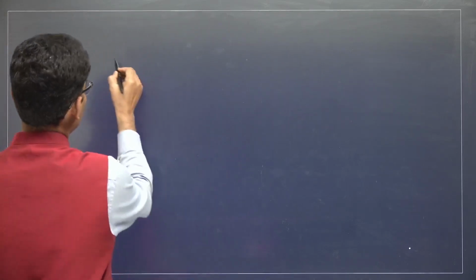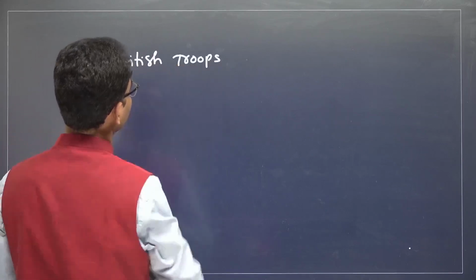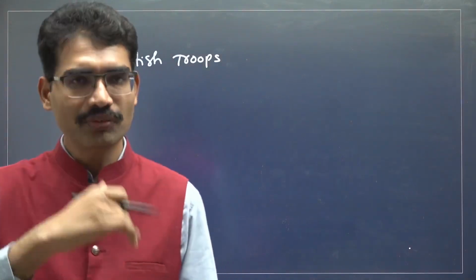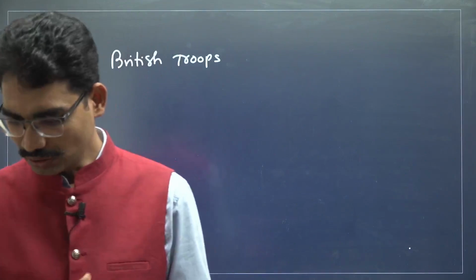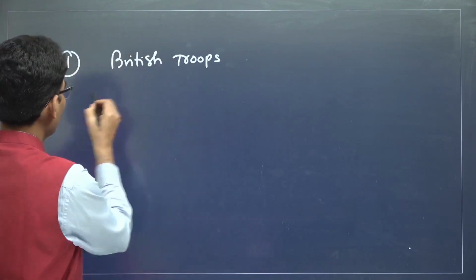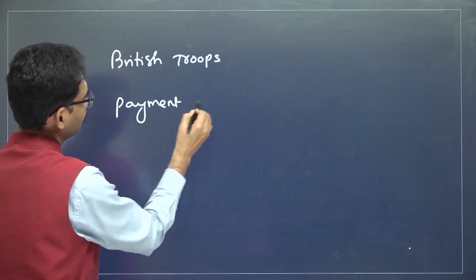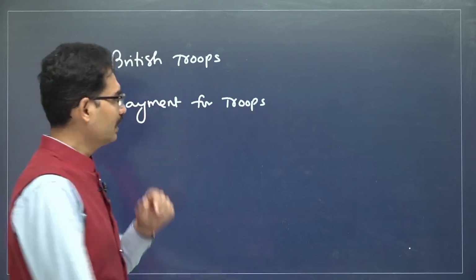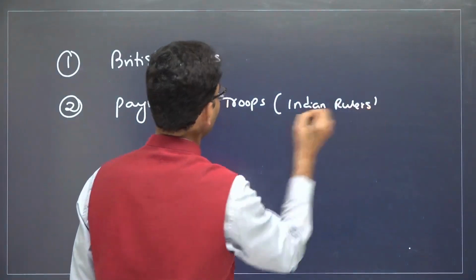Stationing of British troops. British troops will be there. They will train the troops, and for the sake of protecting the Nizam territory, they are going to fight. They are going to fight with any kind of external forces. The moment they maintain the British troops, payment for troops, Indian rulers have to pay. Indian rulers will pay to the British.